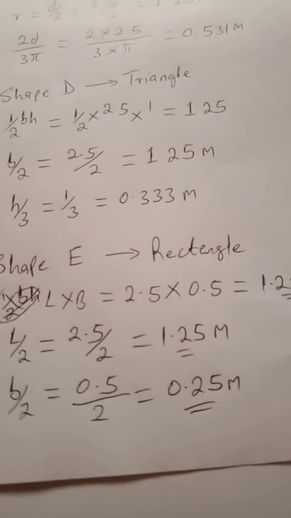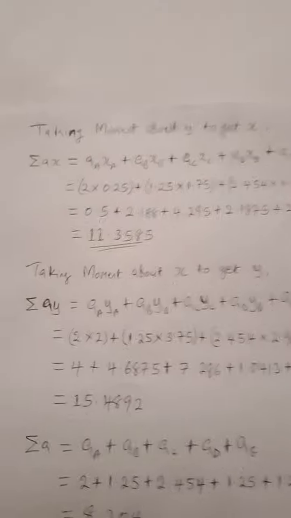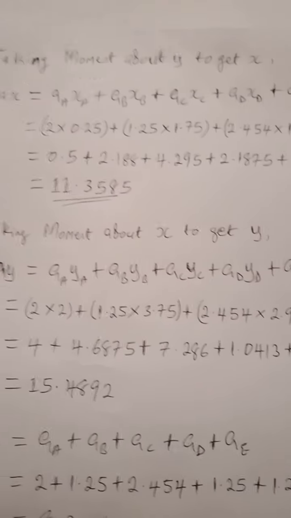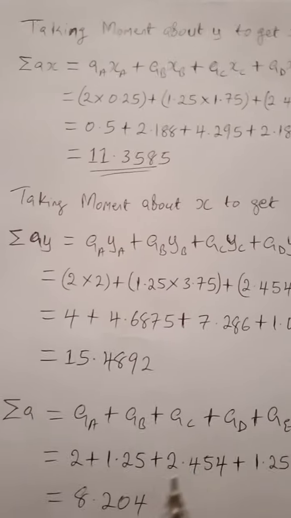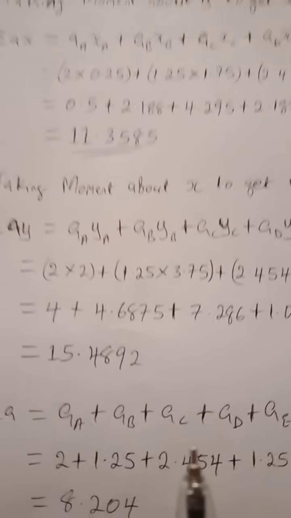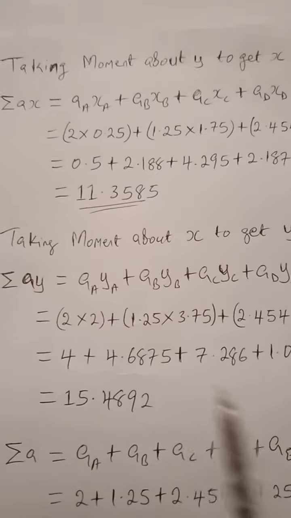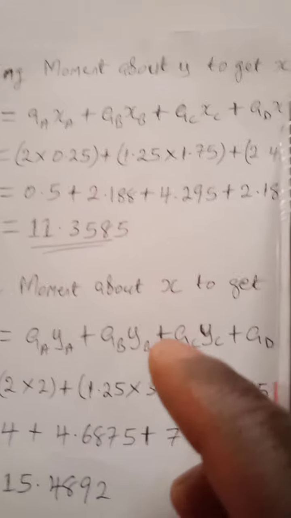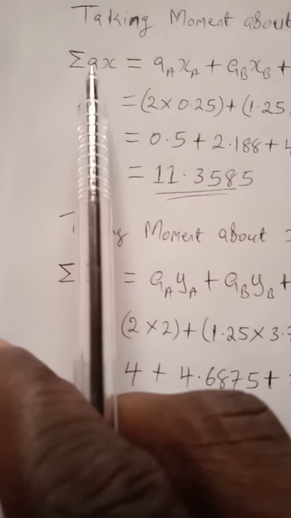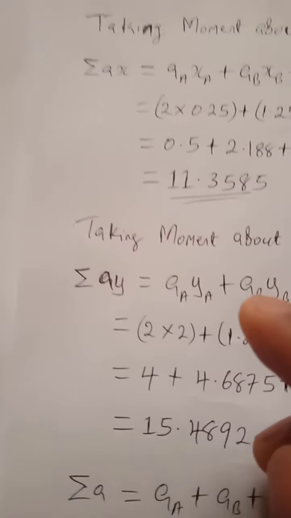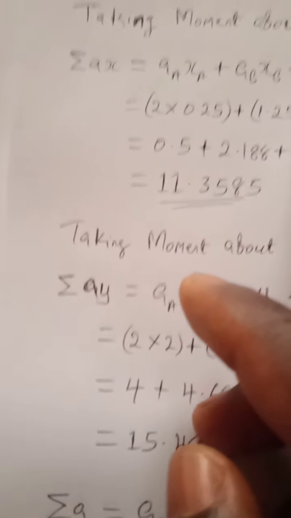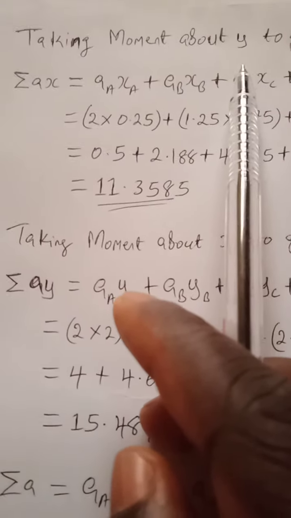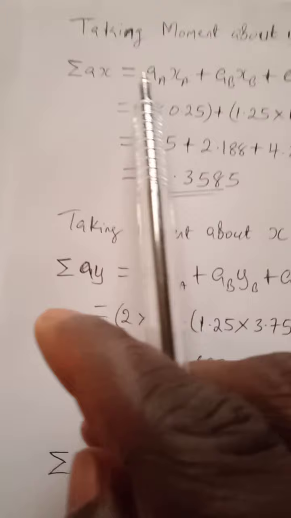So after arriving at that, we move to the summation. We are going to move to the moments. We are going to take moments of all these shapes with respect to the axis. Now starting with the y-axis, we are going to take moment about y to get x. Before we can get the moment for x, we are going to assume a reference point from y, meaning that our y-axis will serve as our reference point. So to get our moment for all x, now how do we go about that?